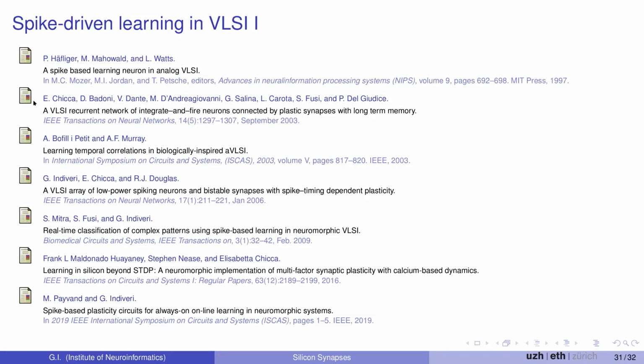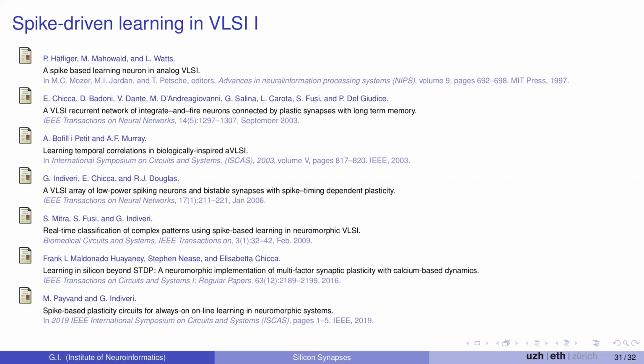And then there were other people like Elisabetta Chicca and Davide Badoni and others, and Paolo Del Giudice proposed circuits independently in 2003. In Edinburgh, Adria Bofill and Alan Murray proposed their own STDP version. We also had some things early on in 2003 as well, but also in 2006, and so on. And if you look even at the latest ISCAS papers of the latest conference, you will find spike-based plasticity circuits, spike-based learning circuits. As I said, it's a really hot topic. It's going on. And if you want, next week, we can also look at some of these.